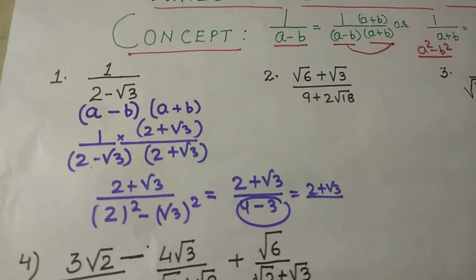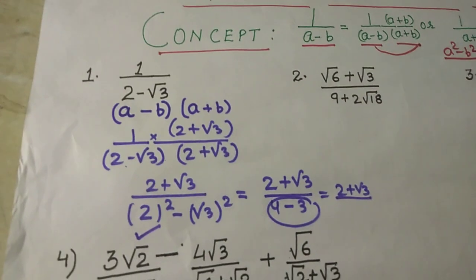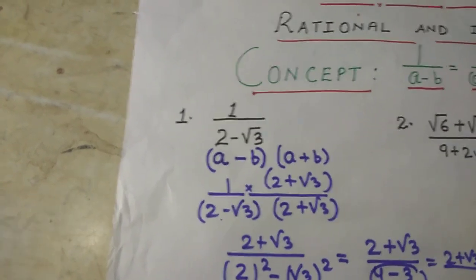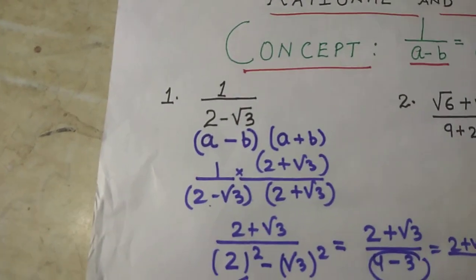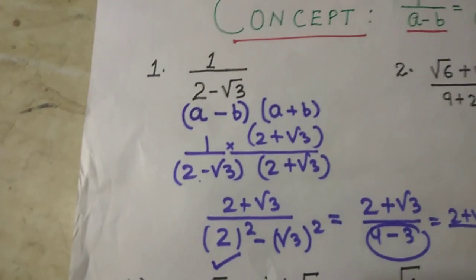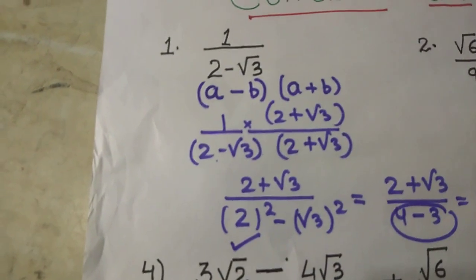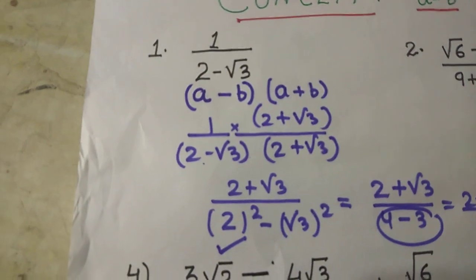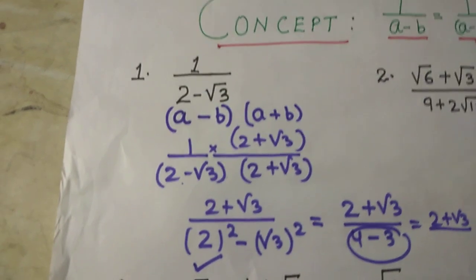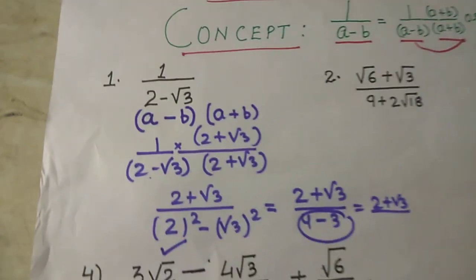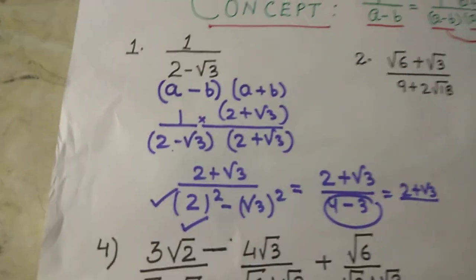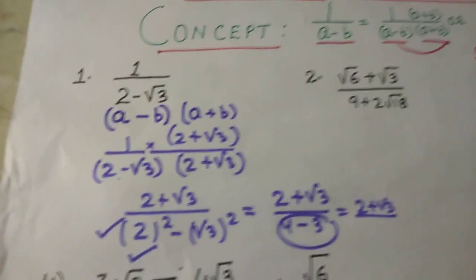Clear, children? So now this will be over. Again you see 1 upon 2 minus root 3. That is in the form of a minus b, so we need a plus b. So a is 2, b is root 3. So numerator and denominator are multiplied with 2 plus root 3. I am taking time in question number 1 because I just wish to give you the concept. Now check here the second question.